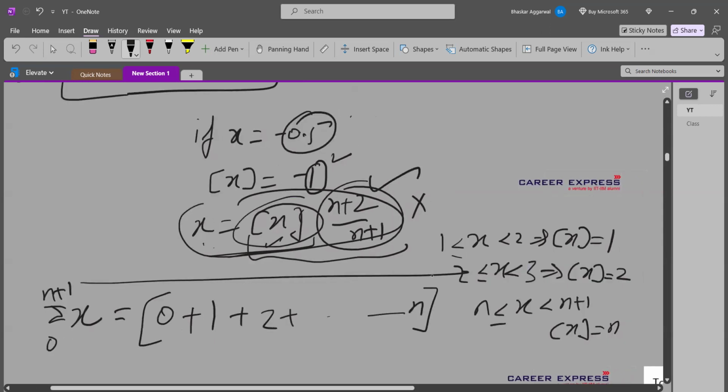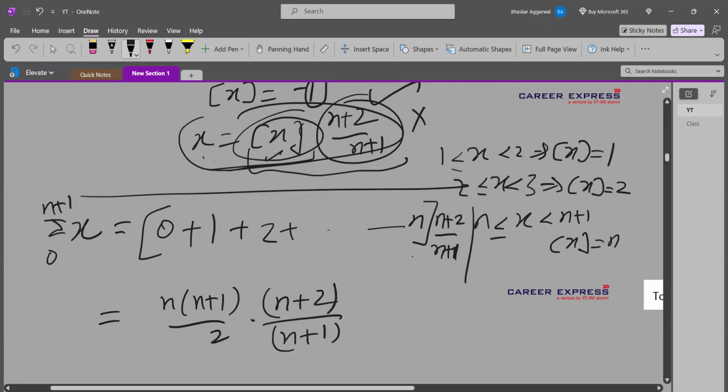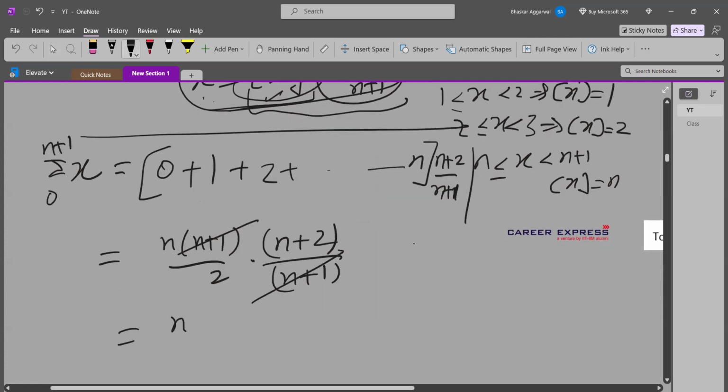And then we have (n plus 2) upon (n plus 1), which is in multiplication with every number. So (n plus 2) upon (n plus 1) will be multiplied in common. So this is the addition of 1 to n. The addition of all natural numbers from 1 to n is n times (n plus 1) by 2. And with this, we have (n plus 2) upon (n plus 1) in multiplication already. So n plus 1 gets cancelled. So what we get is n times (n plus 2) by 2. That is the required sum. So that's the answer.